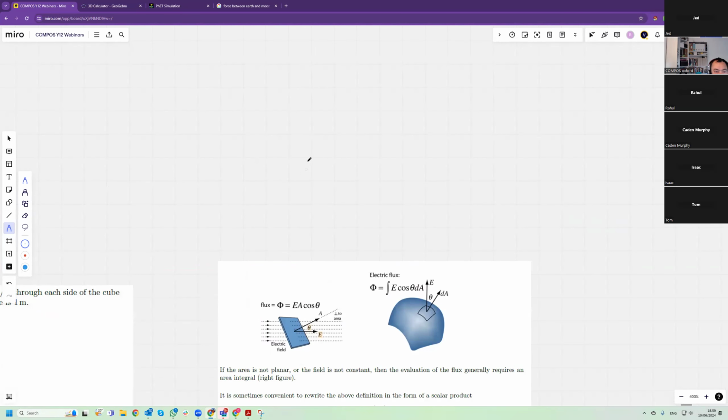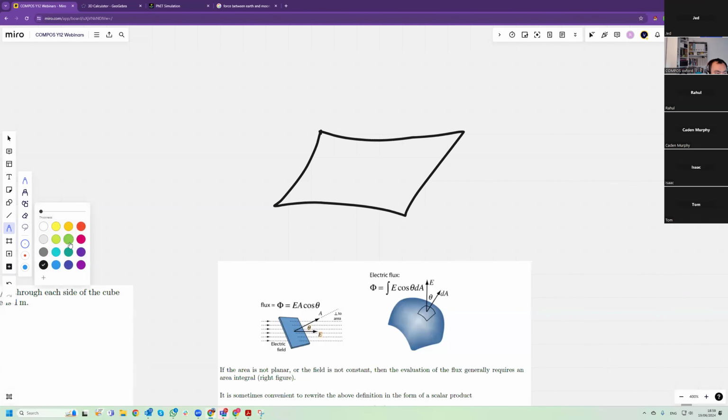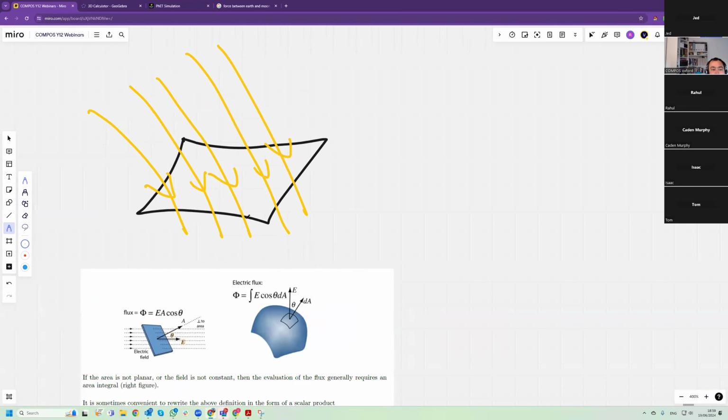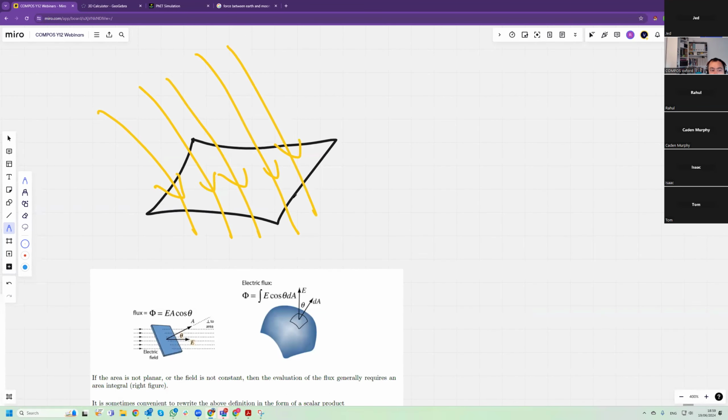So imagine you have a surface and an electric field, and some of this electric field passes through that surface. So flux is how much field or how many lines. It's not correct to say how many lines, but you can think of it as how many lines, or you can think of it as water.